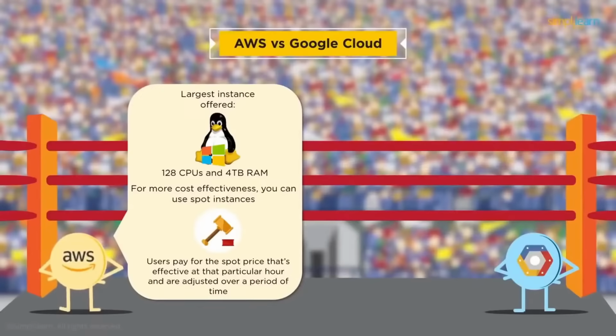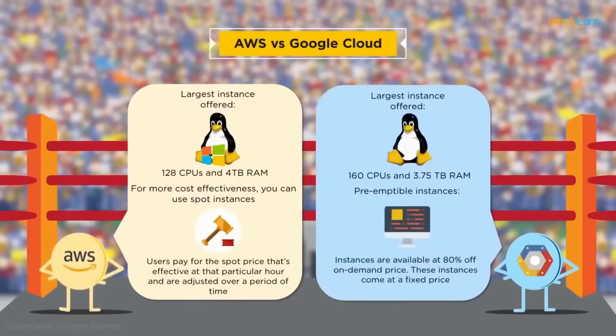Now, you pay for the spot price, which is effective at a particular hour. Now, these spot prices do fluctuate but are adjusted over a period of time. The largest instance offered with Google Cloud is 160 CPUs and 3.75 TBs RAM.